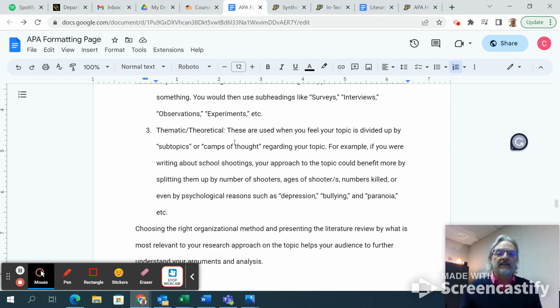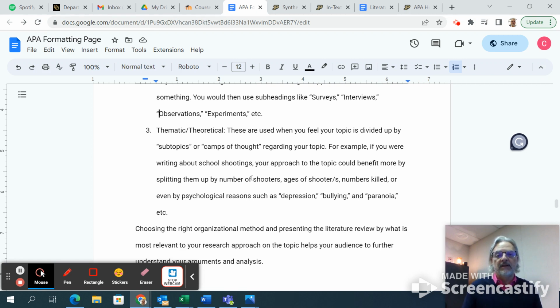So, for example, let's say you're doing school shootings again, and you could approach the topic by number of shooters. Maybe you see something that is different, maybe there's one versus two or whatever the case is. Ages of the shooters: maybe you see that a lot of your sources are splitting this up like elementary versus high school or junior high, something like that. Then you could split those up accordingly.